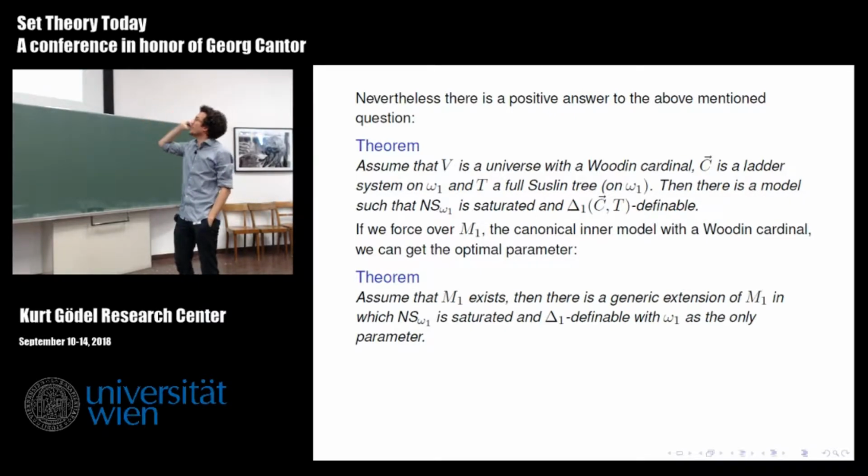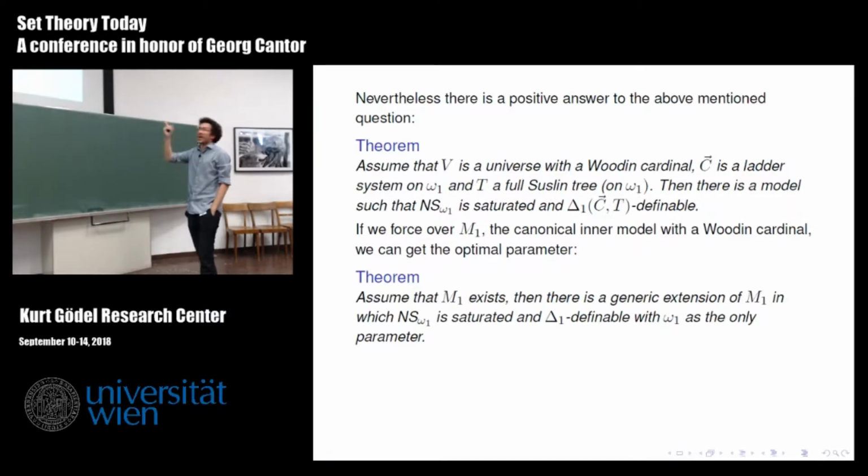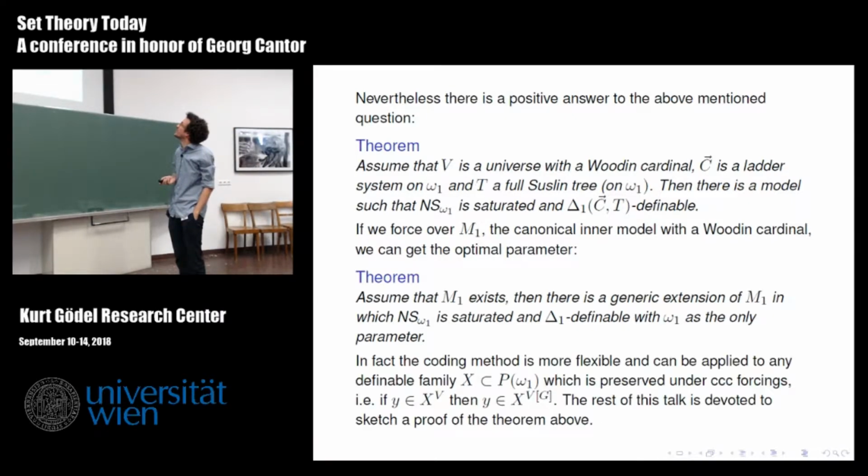So assume that M1 exists. Then there is a generic extension of M1 in which the non-stationary ideal is saturated and delta-1 definable with just omega-1 as the parameter. And this is kind of optimal, right? We can't get a better parameter than omega-1.